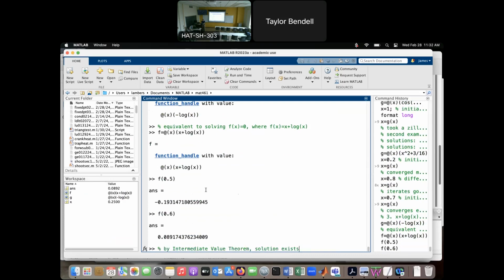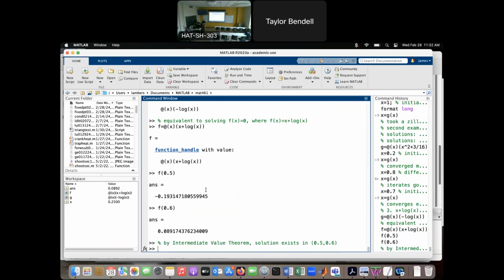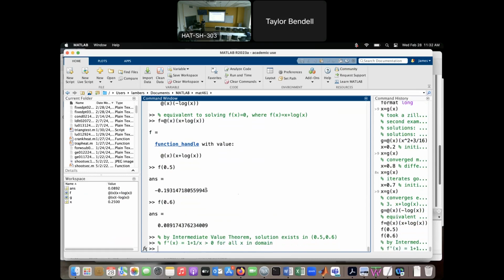A solution exists in the interval 0.5 to 0.6. Now, if we look at the derivative, we can learn something more than that. So f prime of x is equal to 1 plus 1 over x, which is positive for all x in the domain, because log is only defined for strictly positive x. So f is increasing.